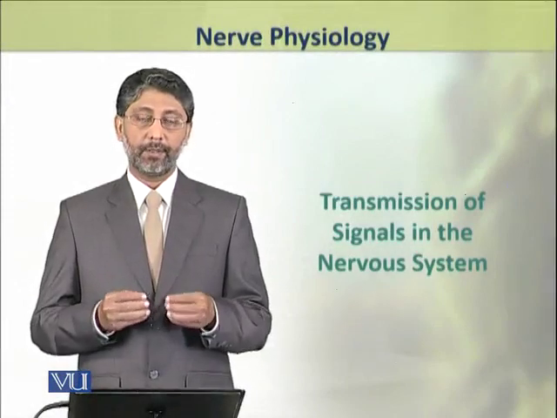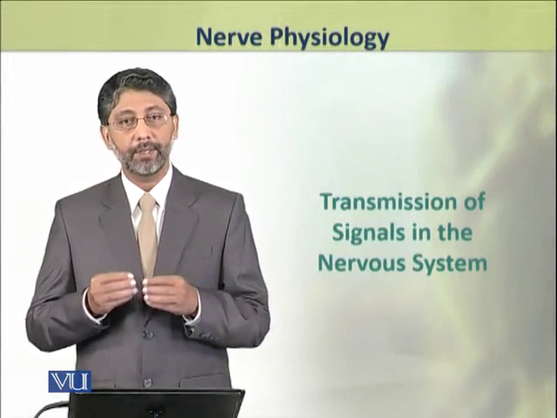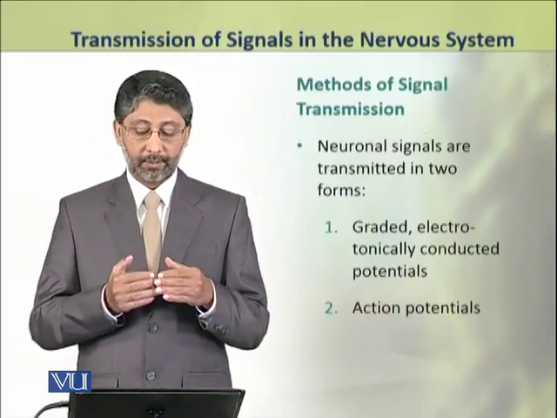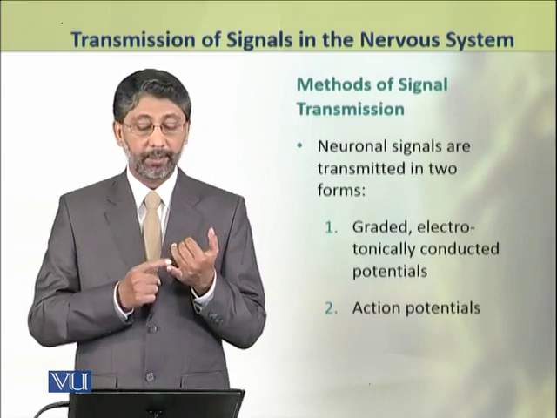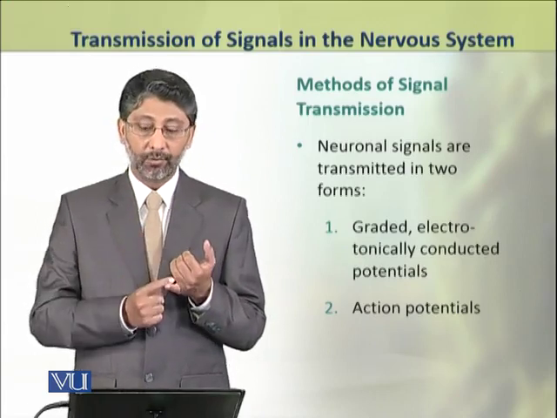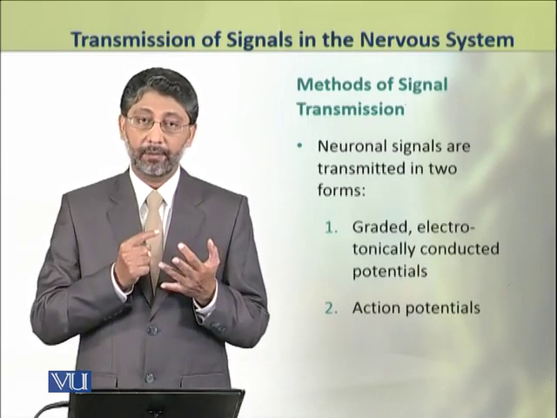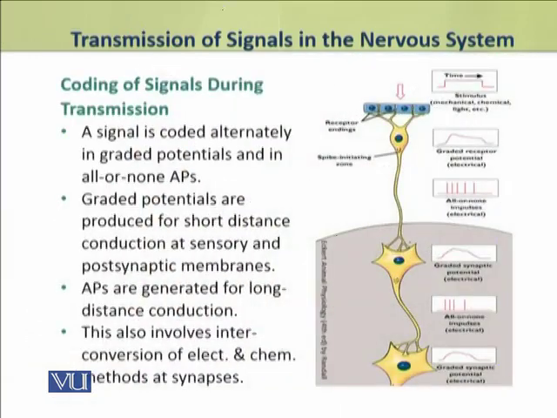Dear students, in this module we shall discuss the methods of transmission of signals in the nervous system. The neuronal signals are transmitted in the nervous system in two forms. The first method is the graded electrotonically conducted potentials, and the second form is in the form of action potentials. Dear students, a signal is coded alternately in these two forms, that is graded potentials and action potentials.